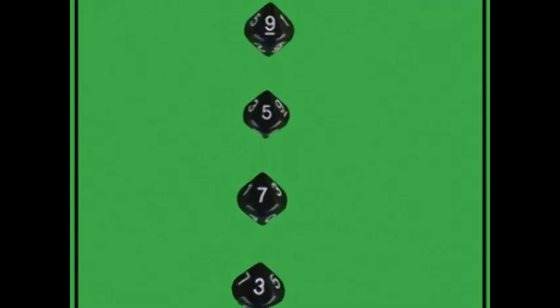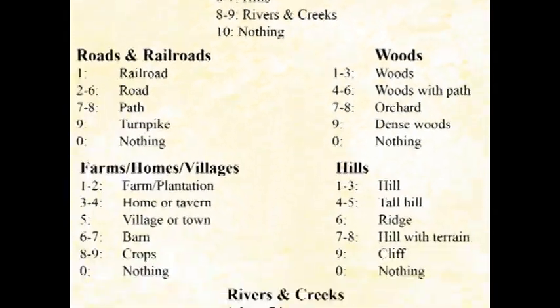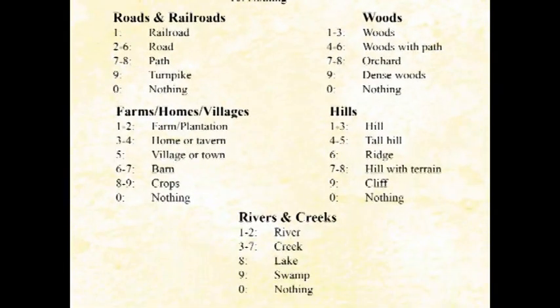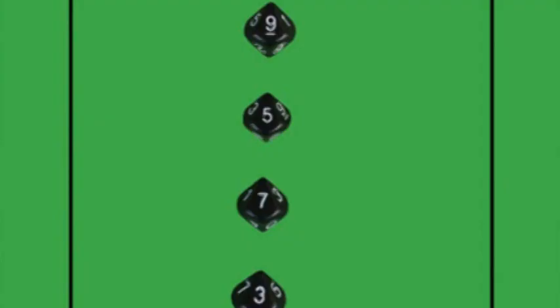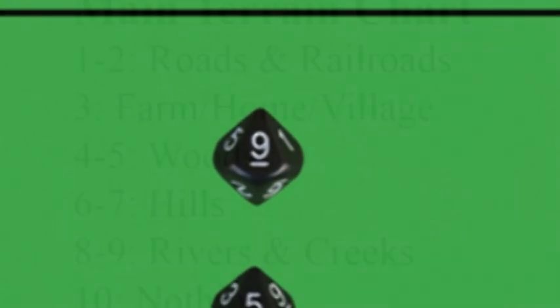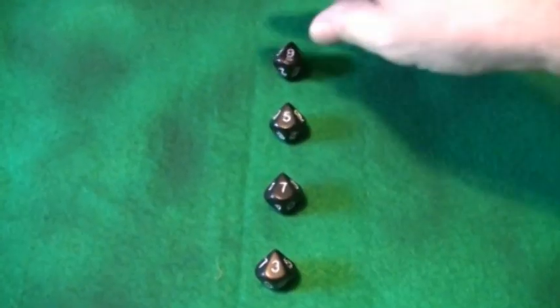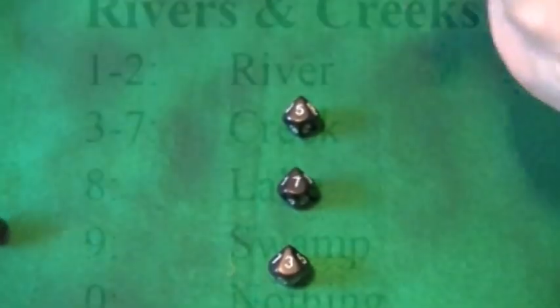The number on each die in the chosen section corresponds to a number on the main terrain chart. This chart tells the player which sub-terrain chart to roll on for each die. The player rolls each die again and consults the appropriate sub-terrain chart. For instance, in this example, the chosen section has 9, 5, 7, and 3. On the main terrain chart, 9 is rivers and creeks, so the player rolls again consulting the rivers and creeks chart.